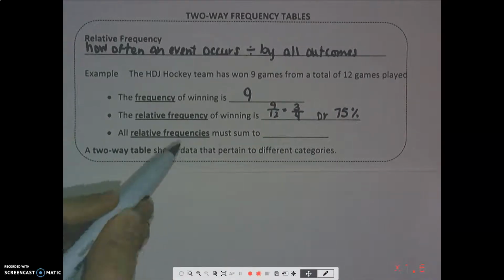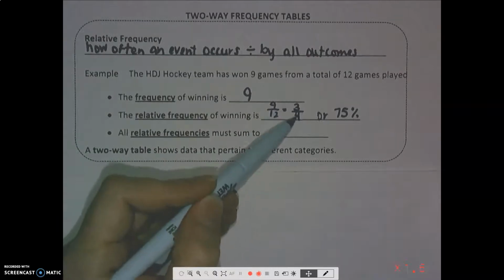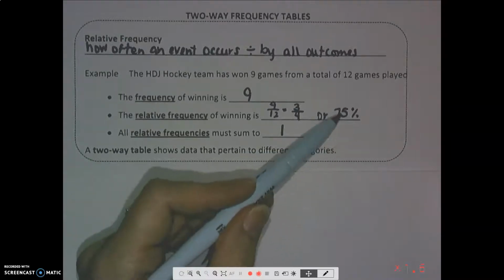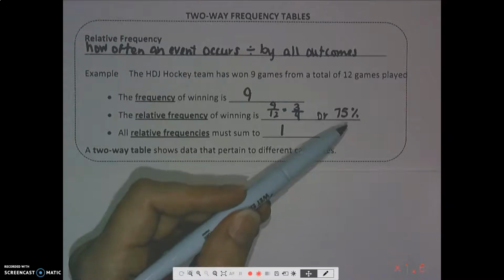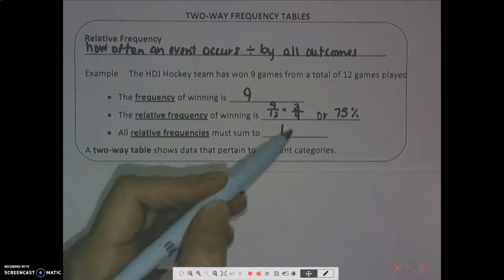All relative frequencies must sum to 1. So what I mean by that is this 3/4, they won 3/4 of their games, which means they lost 1/4. 3/4 plus 1/4 is 1. Or they won 75%, which means they lost 25%. 75% plus 25% gives us 100% or 1.